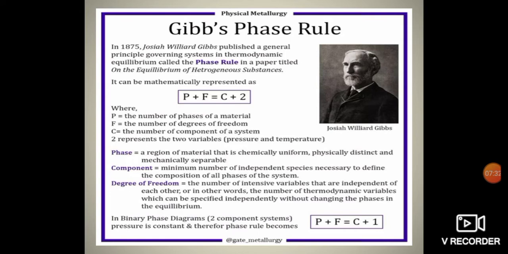So you know that phase. What is phase? Again, the region of material that is chemically uniform, physically distinct and mechanically separable is called a phase. What is a component? The minimum number of independent species necessary to define the composition of all phases of the system. Last one, degrees of freedom: the number of intensive variables that are independent of each other, or in other words, the number of thermodynamic variables which can be specified independently without changing the phases in equilibrium. So this is the Gibbs phase rule explanation.